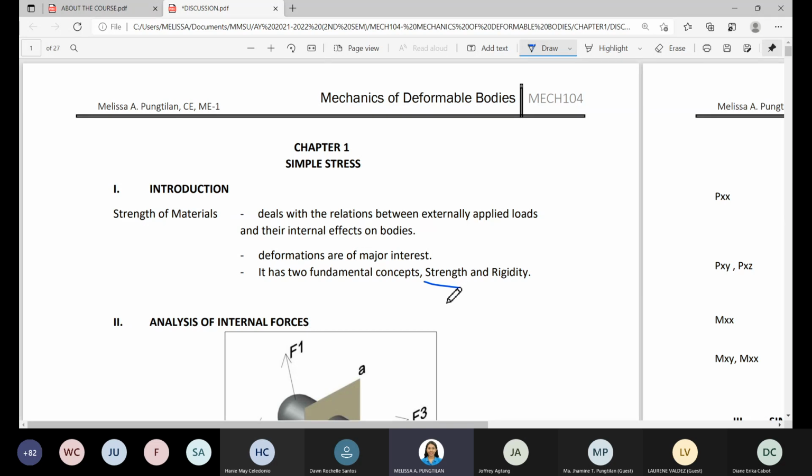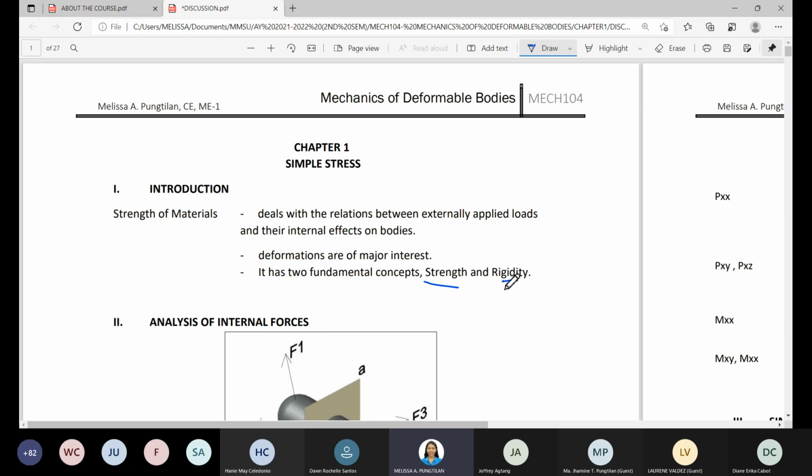to breakage. And then yung ating rigidity, this is yung resistance or yung material's resistance to bending. So yung strength, material's resistance to breakage. Yung rigidity, material's resistance to bending. Ito yung ma-encounter natin dito sa ating mechanics of deformable bodies.